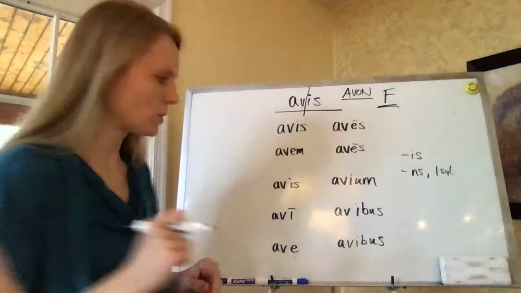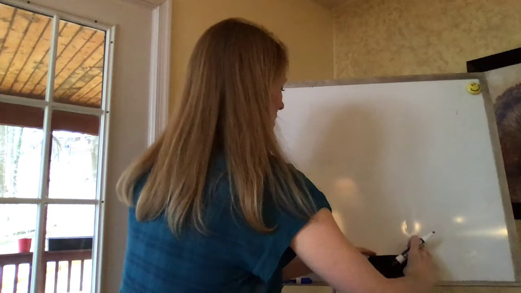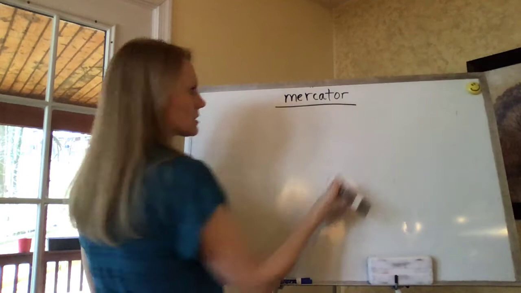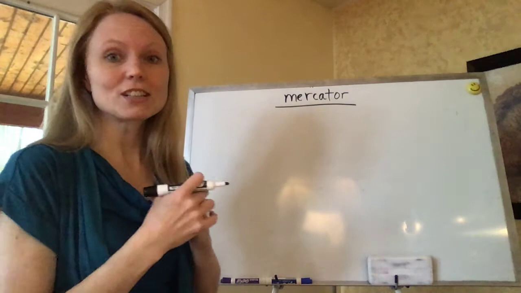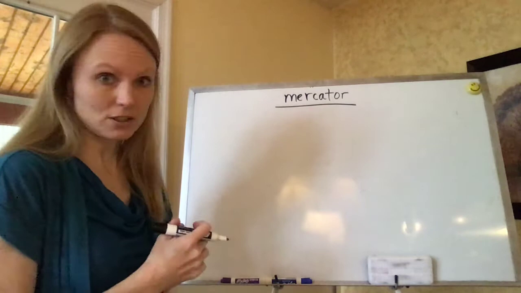Okay, that was our first one. Let's do three more. Our second one is a little longer: mercator. This was one of your new words. Remember what it means? It looks very similar to the English word. It means merchant. The first thing we have to decide is its gender. Figure out its gender and then write it out. Pause it and then come back and let's check your work.